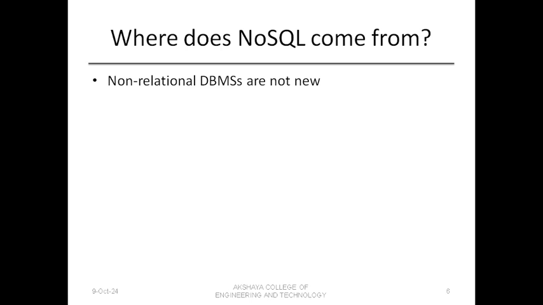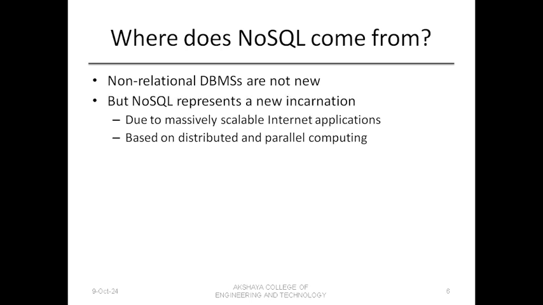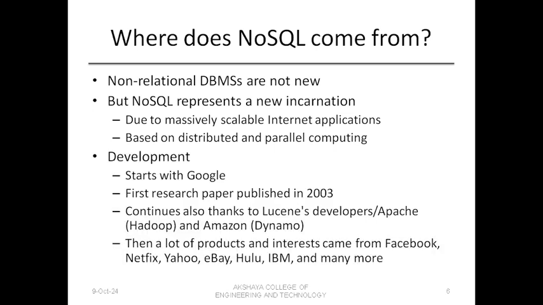Non-relational DBMS are not new, but NoSQL represents a new incarnation. Specifically, as we discussed, it is for large volumes of data, and it supports distributed and parallel computing. It was initially developed by Google in 2003. There was a research paper, and it was enhanced, and a new distributed architecture was created by Apache, which is named Hadoop. Amazon also gave a database based on NoSQL, referred to as DynamoDB, and various other companies have adopted this.